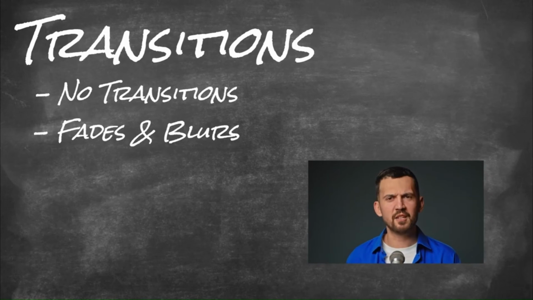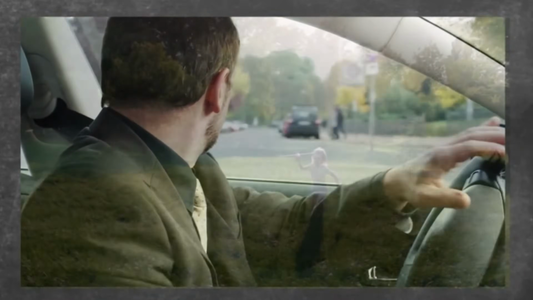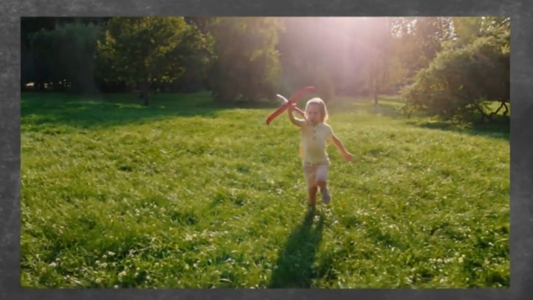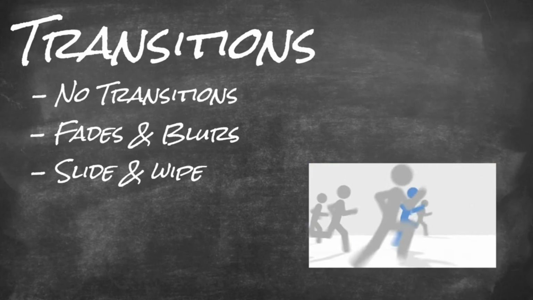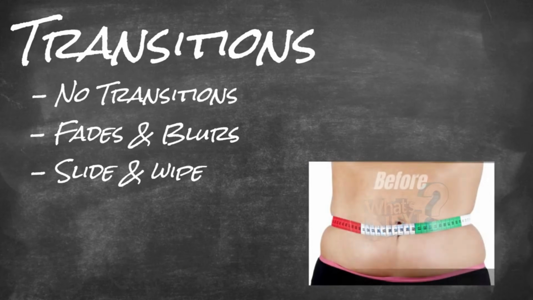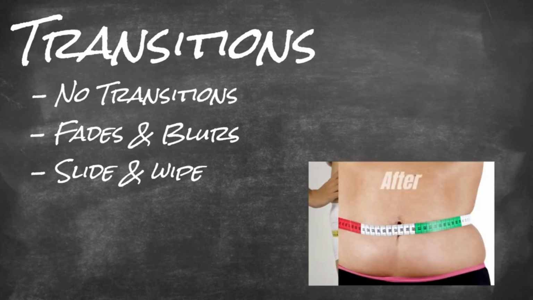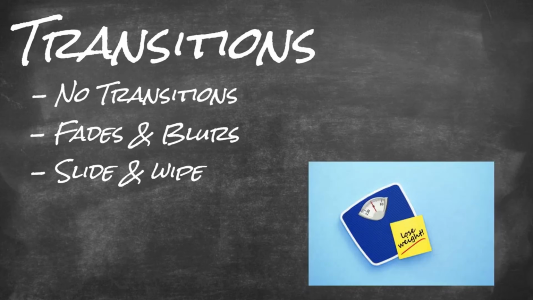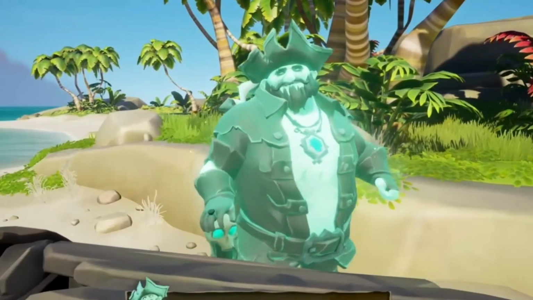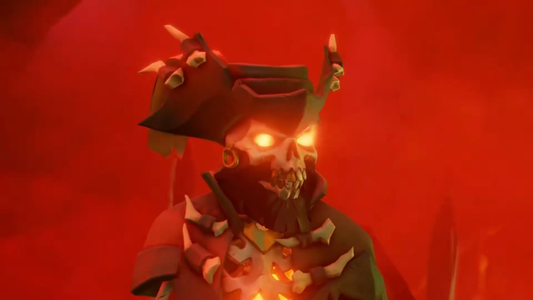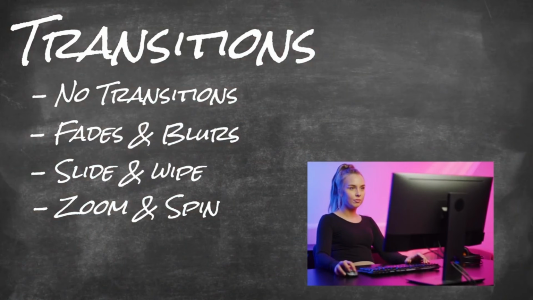Fade or blur transitions are ideal for softer pacing. They work well in emotional scenes, intros and outros, or when you want to show the passage of time. Slide and wipe transitions are great for more energetic content. Use them for comparisons, movement between ideas, or when you want to add visual momentum. Zoom, spin, and other dynamic transitions are best suited for high-energy videos like gaming, reels, or highlight edits.